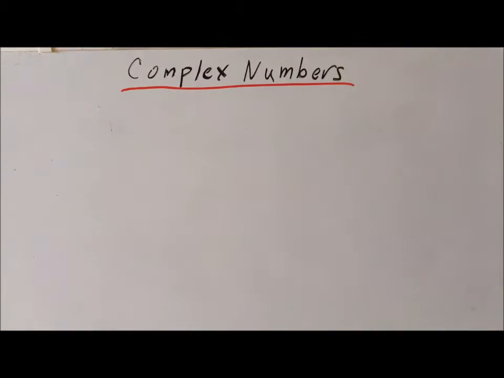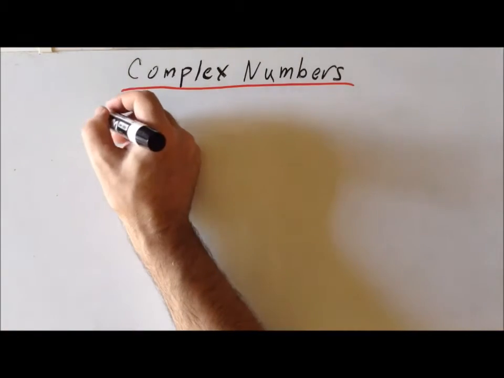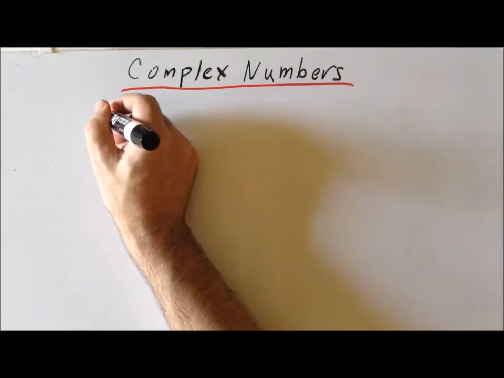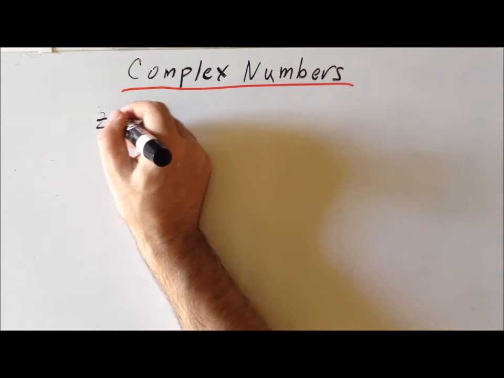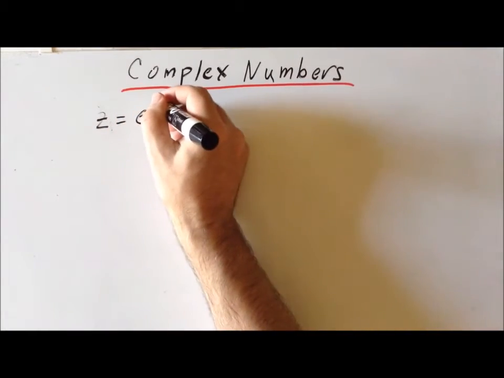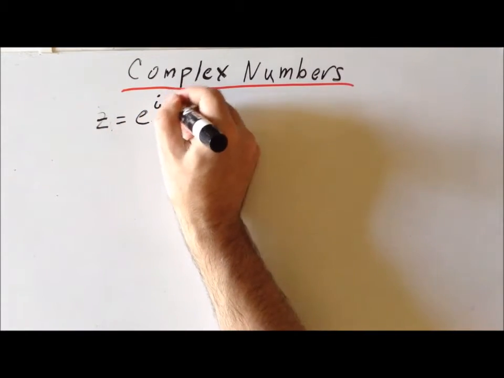Hello. In this video, I'm going to show perhaps the most useful way of interconverting representations for complex numbers. Let's assume that we have a complex number z that we've written in the following form: e to the i theta.